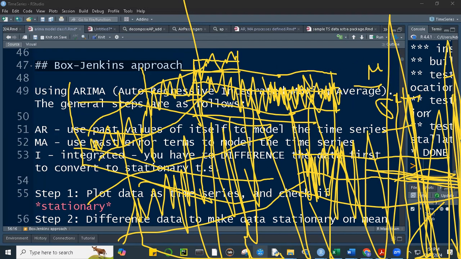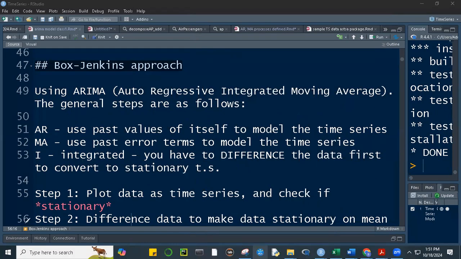Constant mean, variance not constant: not stationary. Constant variance, mean not constant: not stationary. Not constant mean, not constant variance: also not stationary. When will a time series be stationary? Constant mean, constant variance. So is the concept of a stationary time series clear, class? Kindly please chat and confirm if it's clear to you, the concept of stationary time series. Okay, waiting for your response.